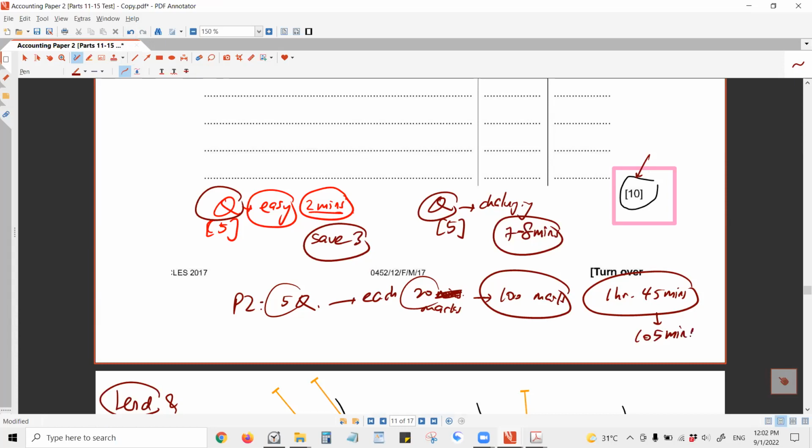105 minutes, agree? 1 hour 45 minutes is 105 minutes. So you take 105 minutes, the amount of time you have in paper two, divided by 100 marks. You would get about 1, meaning you should spend about 1 minute per mark. 105 minutes divided by 100 marks.